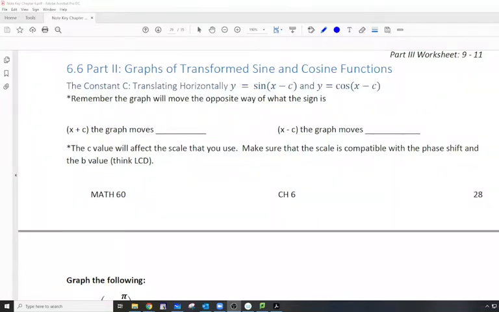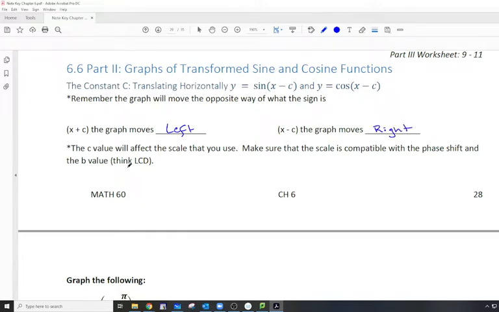Now that we've completed the A and B transformations, we're moving on to C. The constant C is translating my graph horizontally, and the only thing you really have to remember is that the graph's going to move the opposite way of what the sign says. So if your equation is x plus any number, like x plus 3, then your graph moves left. If your equation is x minus c, then your graph moves right.